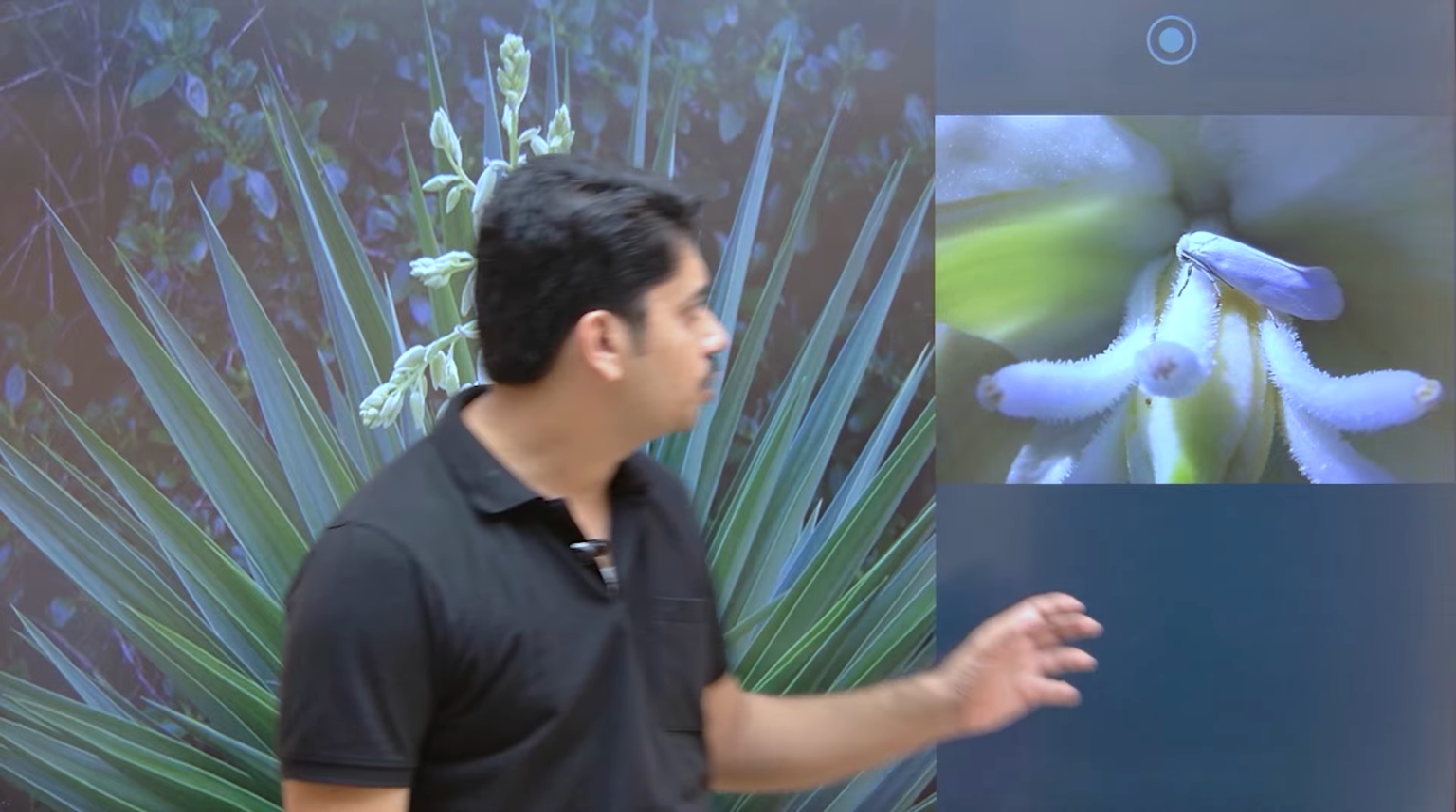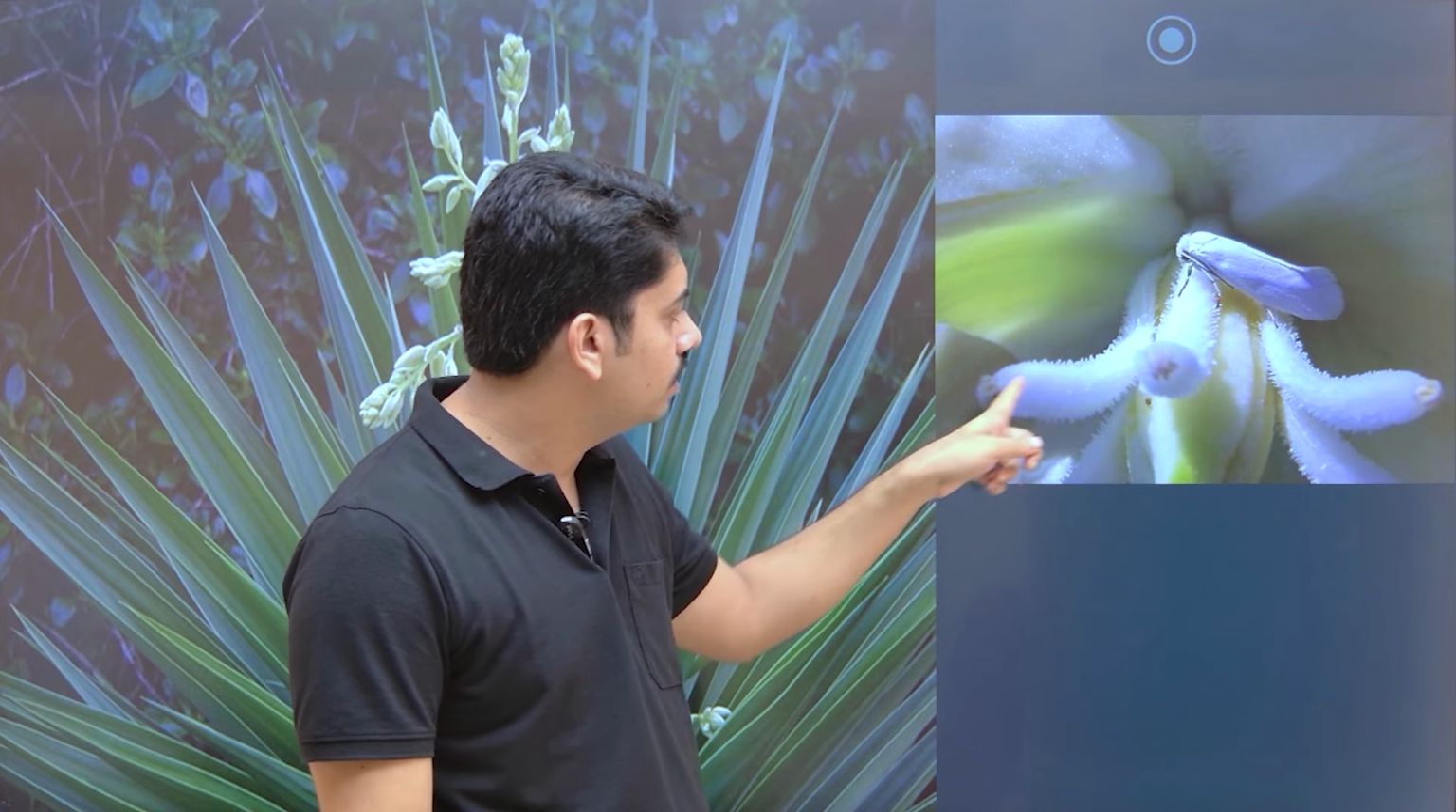Now here I have shown a part of the flower where you can observe the stigma and pollen grains. This is the moth. So there is a coexistence between this moth and the yucca plant. What it will do, moth visit the flower, undertake the pollination, and they lay their egg. So there is an interaction.